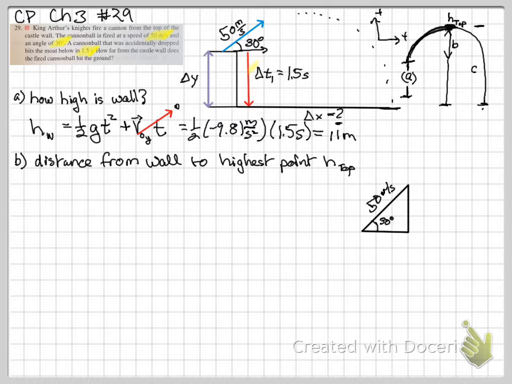Then the next step, now that we know how high it is, we're going to come back to that number later. We need to know the distance from the wall to the highest point. So basically, how high is this segment here, B? To find that, we have a couple of things we need to think about. First thing, we know that the velocity at the top is going to be equal to 0, right?